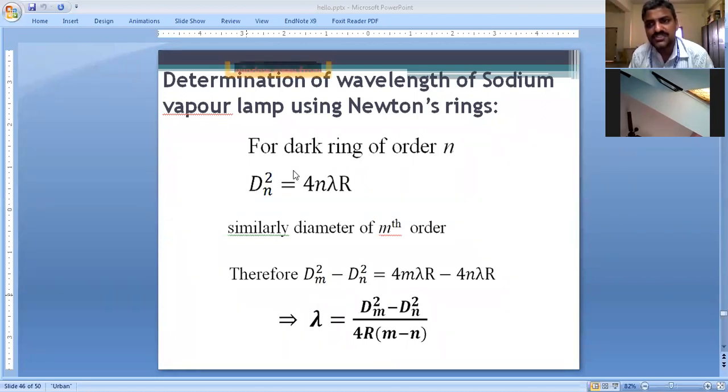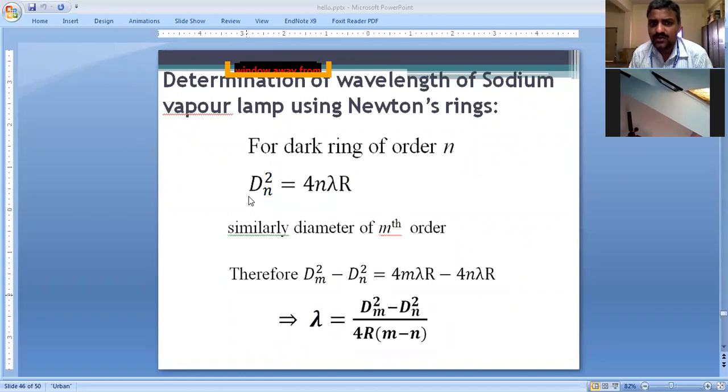Now I'll simply change the value of n. Instead of n, I'll say the mth order ring, or mth ring. It is something like your roll number: first roll number, seventh roll number, 10th roll number. Just like that, these rings are also given certain roll numbers: 0th ring, first ring, second ring, third ring, etc. So I have taken an arbitrary nth roll number ring. This is the expression. And now I am taking the mth roll number ring, instead of n. Just by replacing with m everywhere in this expression, we get dm square is equal to 4m lambda r.